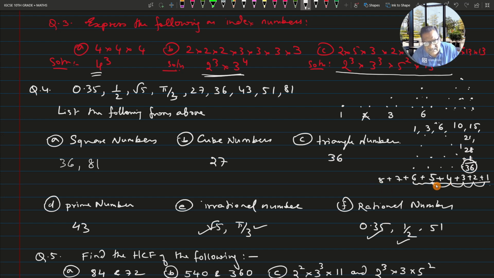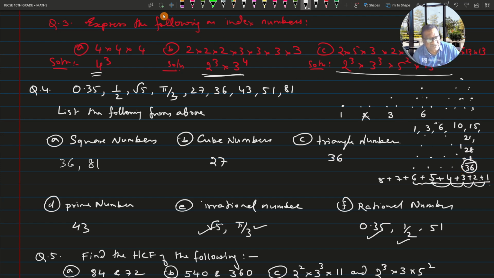So 36 is a triangle number. From this, I am going to put 36 into the triangle category. If I put 36 in the square category, nothing wrong, 36 is a square number. But then in the triangle number category, there is no other number which comes, and this category will remain vacant. So that is why I have kept 36 in triangle number. This is the way you should write all the triangle numbers: 1, 3, 6, 10, 15, 21, 28, and then 36. All these are triangle numbers.